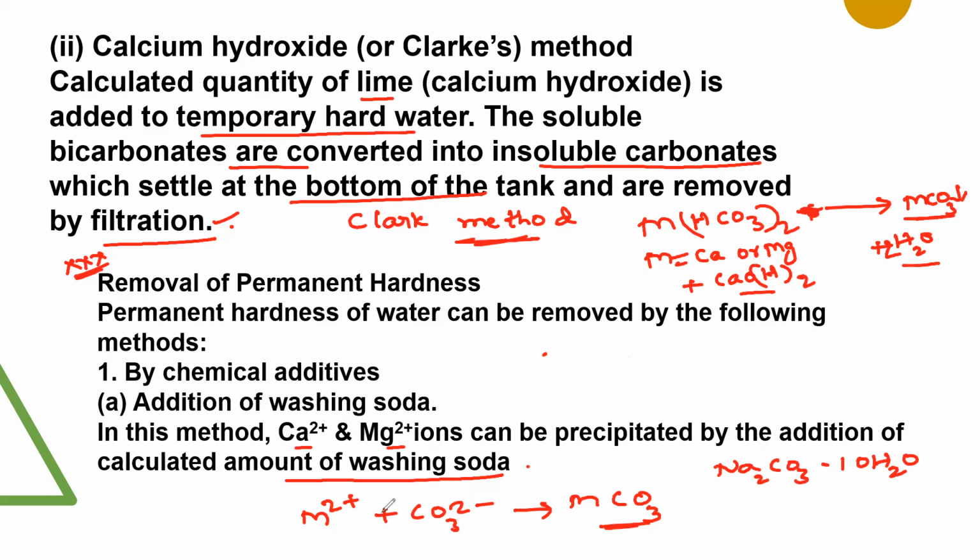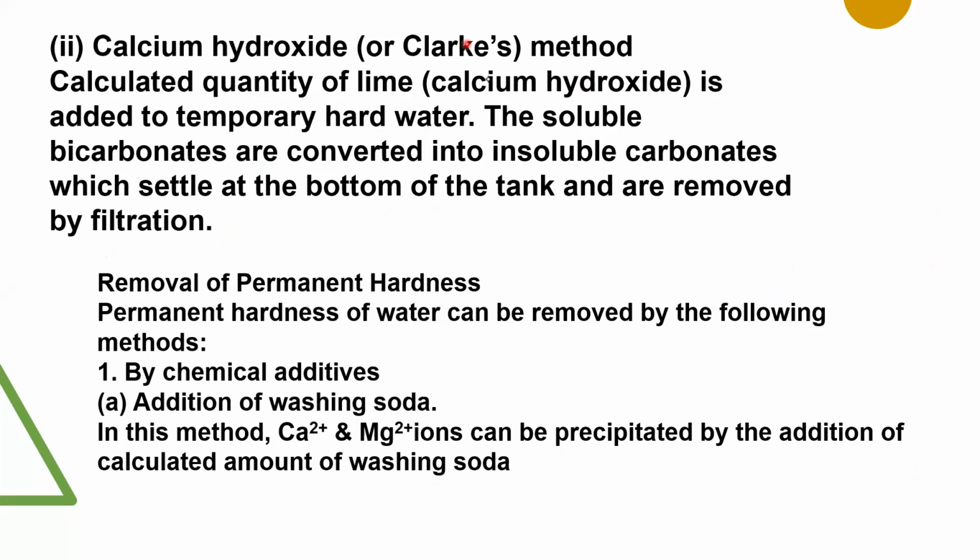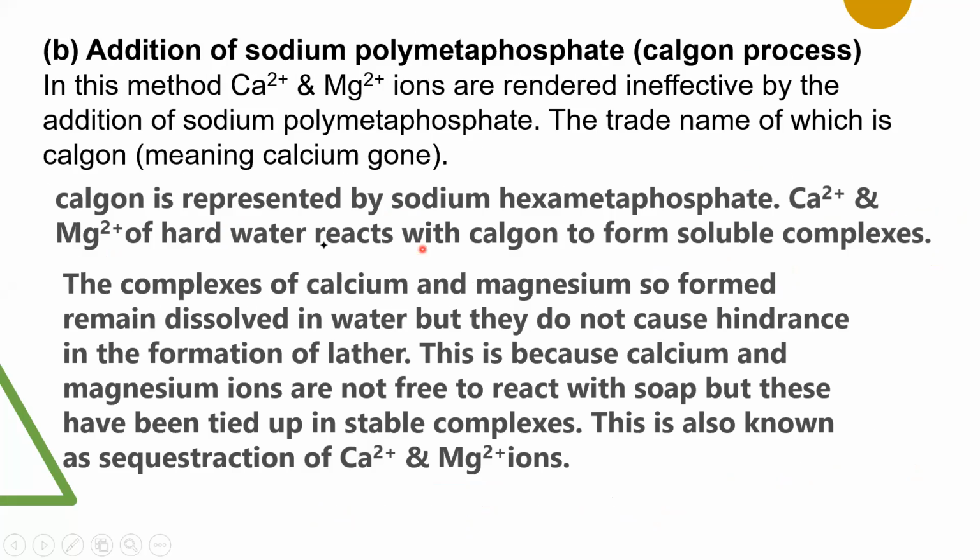So this is the first method. Calcium and magnesium ions are precipitated by the addition of a calculated amount of washing soda, that is, sodium carbonate with water. This washing soda combines with M2+ ions and forms MCO3, an insoluble precipitate. Removing permanent hardness of water is most important.